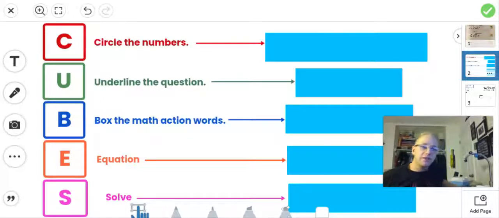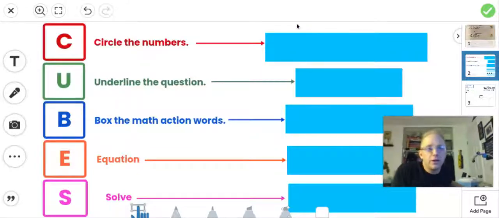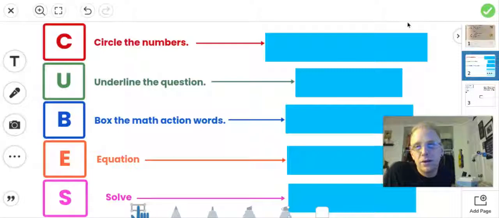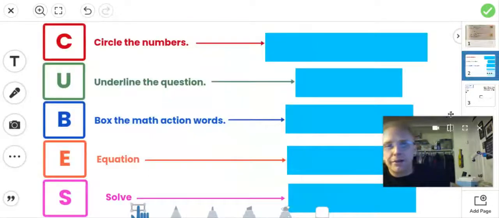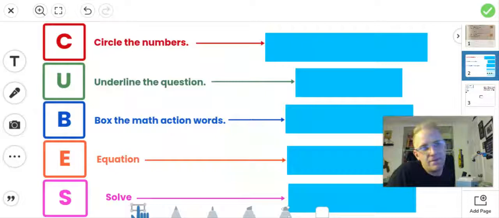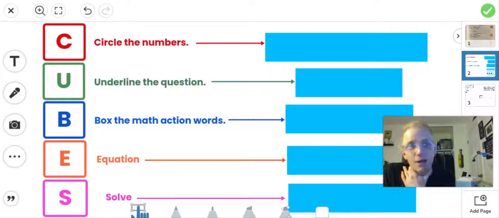Now, you're going to use this process on solving some story problems today. You've got a couple ready to go in the Seesaw assignment and in your workbook on page 67. But let's go ahead and talk a little bit about CUBES and what it means. And then we'll use it on an example, and then you can try it on your own today.